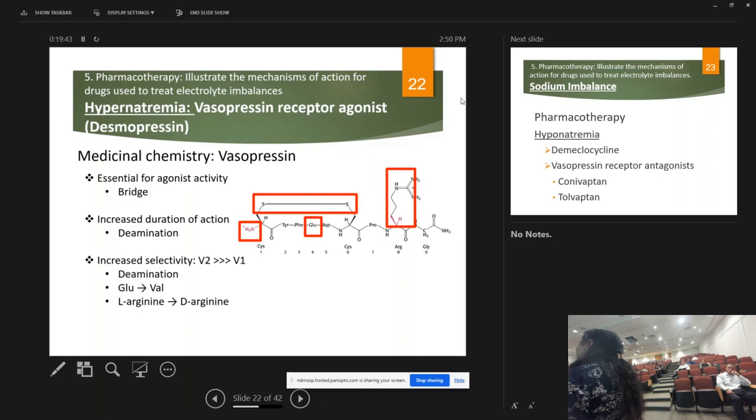And then there is also the amino acid glutamate here. If you convert it to valine, that will also increase the selectivity. And this moiety here, L-arginine, if it's converted to D-arginine, then the drug is more selective for V2 than V1. That's something from med chemistry that I just want to point out to you all, so that not only do these molecules do their job, but also how their properties can change if you make some of these changes.